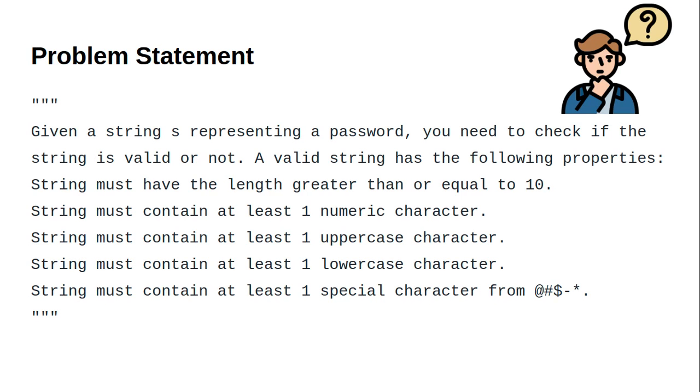Okay, let's start. Now if you look at the problem statement, given a string, you need to check whether a particular string is valid or not if it has the following properties. First, the length equal or more than 10, at least one numeric character, one uppercase character, one lowercase character, and one special character, and you have to choose it from @, hash, dollar, hyphen, star, and dot.